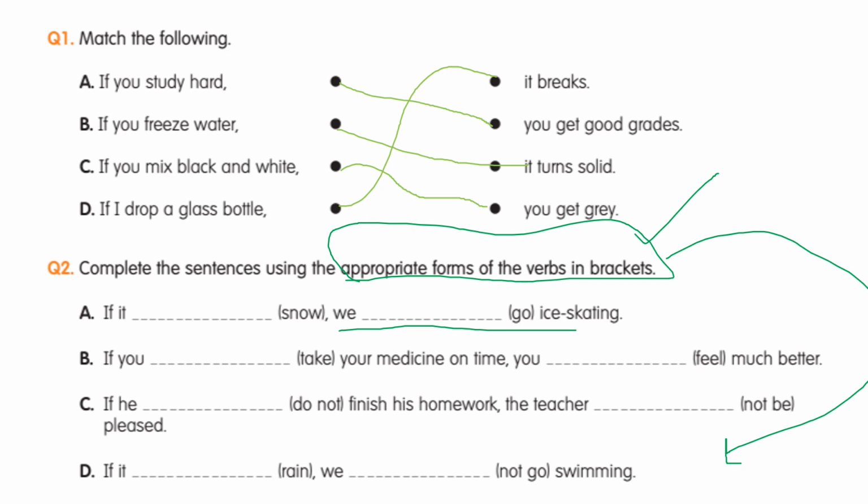For example, I'll share this first one only. If it snows, this is in simple present tense. We will go ice skating. So there is a possibility. It is not necessary that if it snows, the result is ice skating. Okay? We are talking about the possibility. Next, if you dash your medicine on time, you dash much better. If you take your medicines on time, I will not do it now. You have to do it on your own.